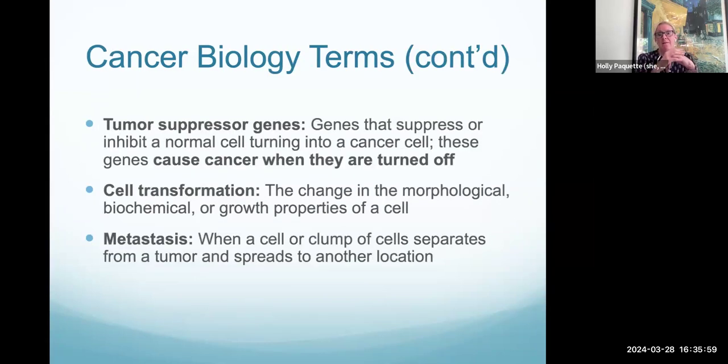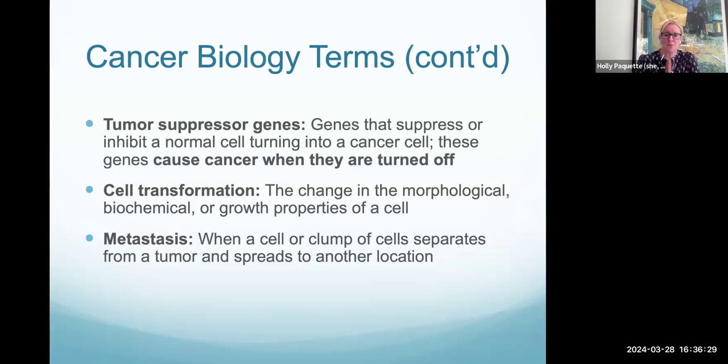We also have something we haven't really talked about, but if you've had a general biology course, you may have heard about it: tumor suppressor genes. Most of our cells have these, and you can think of them as a safety net. If a cell is going through uncontrolled cellular division, tumor suppressor genes would be expressed and would tell that cell to stop. So these are genes that suppress or inhibit a normal cell from turning into a cancer cell.